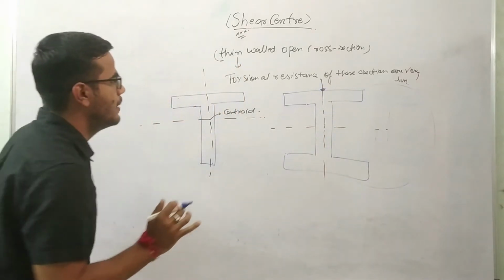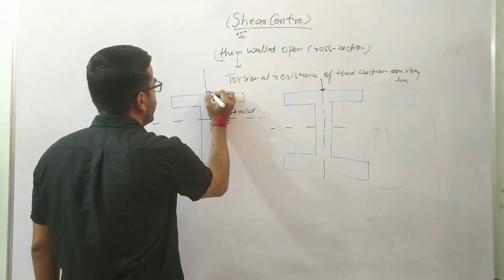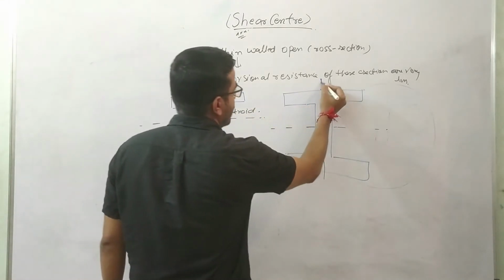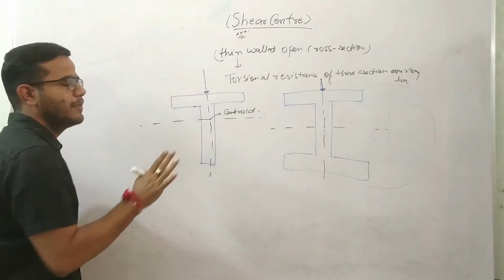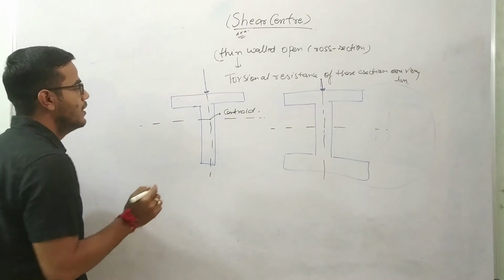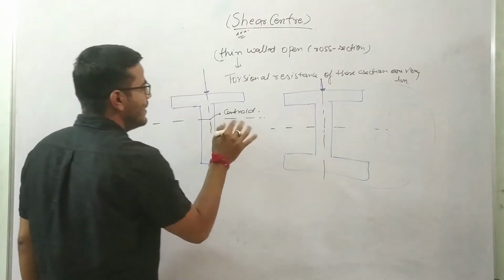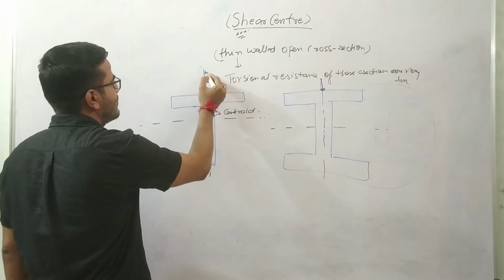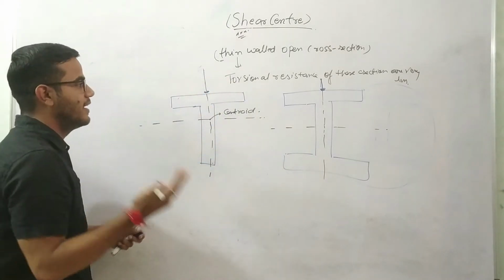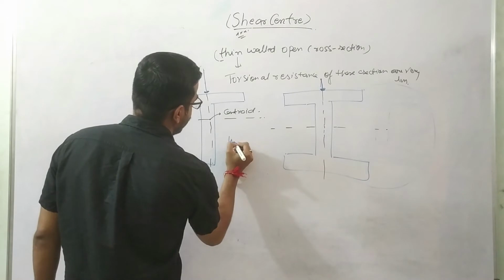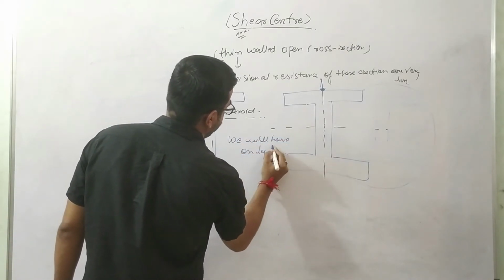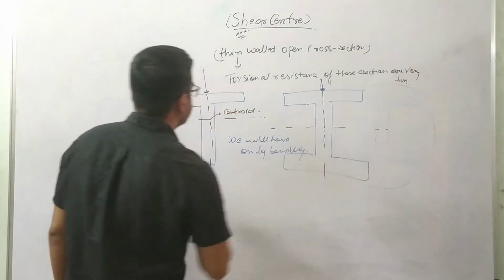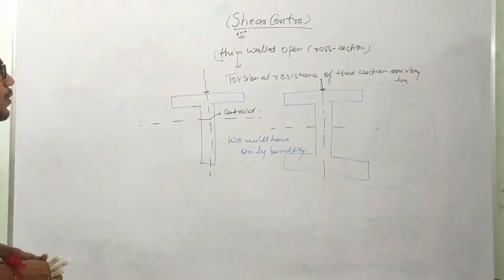When loads are acting along the principal centroidal axis, suppose this is the loading plane, and the load is coinciding with the principal centroidal axis, then in these types of structure we don't have any twisting. While discussing those things, our principal centroidal axis and the load axis were coinciding. So in those structures we will have only bending. We'll see this in detail again.